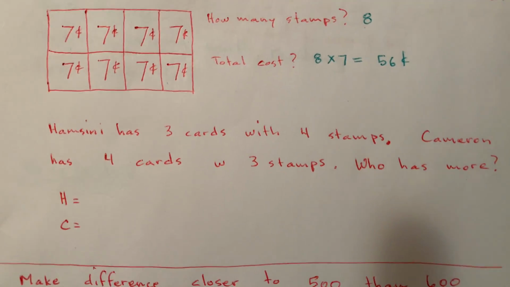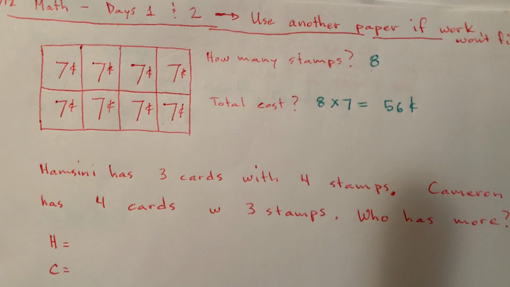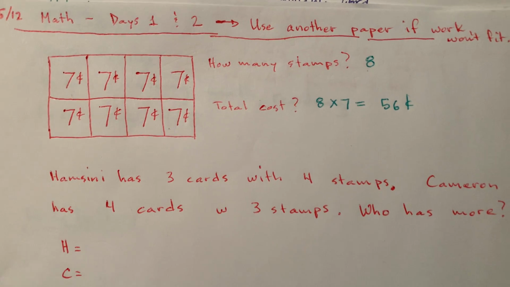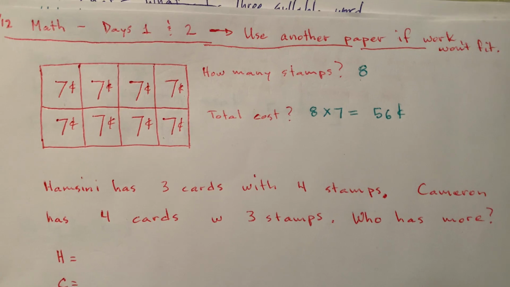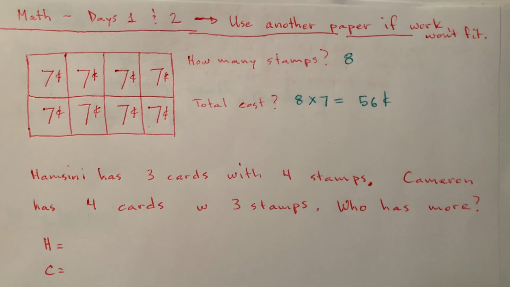And remember, the cent sign goes after the number. If you're using the dollar sign, it goes before the number. And you never use both the dollar sign and the cent sign together in one number.